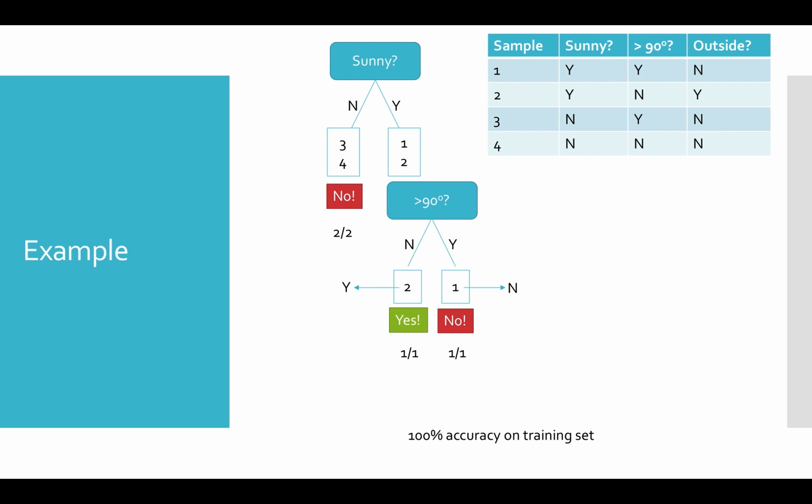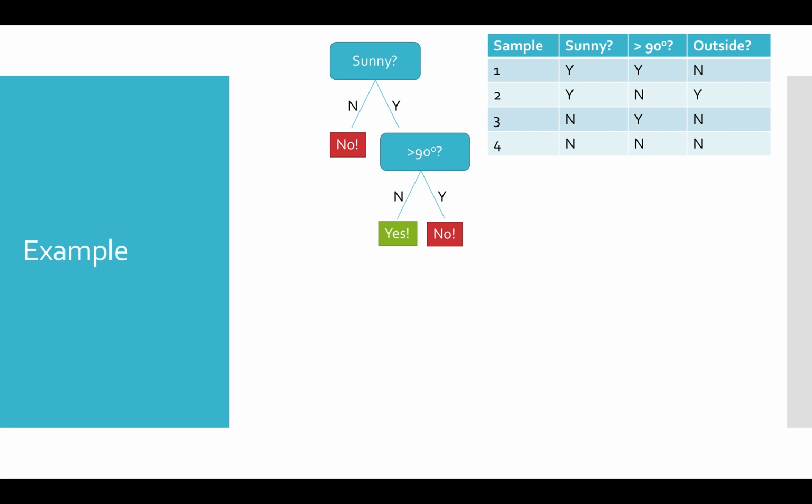So it turns out on the left side, sample 2 has a label of yes. And on the right side, sample 1 has a label of no. So on the left side, we can say yes. And on the right side, we can say no. And now we're getting 100% on the training set. This is what our final tree would look like.